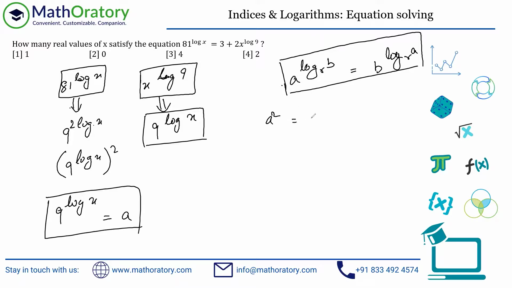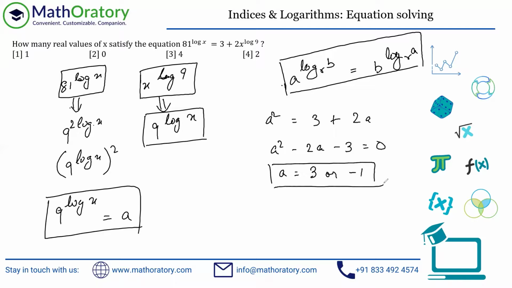The right hand side, the 3 you have, leave it as it is. And x raised to log 9 is basically 9 raised to log x, right? So this part is 9 raised to log x, so that is a. So what we have is 2a, right? So this is the simplified expression. So this is simply a quadratic, right? So we have something like a square minus 2a minus 3 equal to 0. Just solve for the roots. You get a is equal to 3 or minus 1. So these are the two things that we get, right? Two roots of the above quadratic equation.